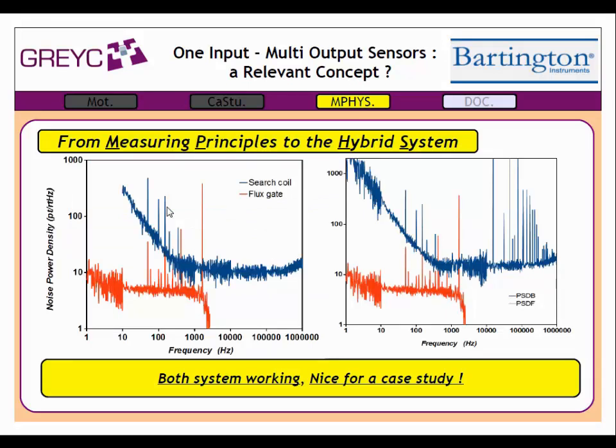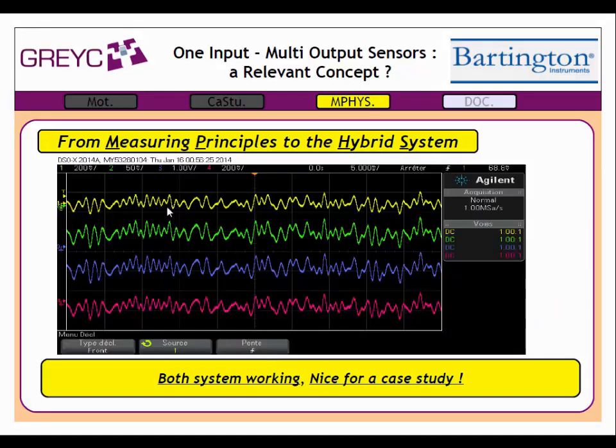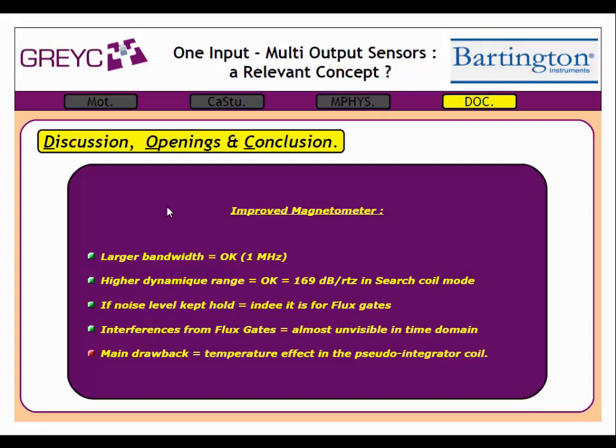Here is a spectrum for noise. And then this is the flux gate working alone, the search coil working alone. So we should not degrade the flux gate. So here the sensors are working together. And you can see that the flux gate noise is the same. But you see here that some lines appear in the search coil spectral density. They are due to the fact that the flux gate makes good use of an applied pump signal frequency. Okay, so this is a time domain picture. This shows that using this approach, we have provided the means to Bartington to have a new product.